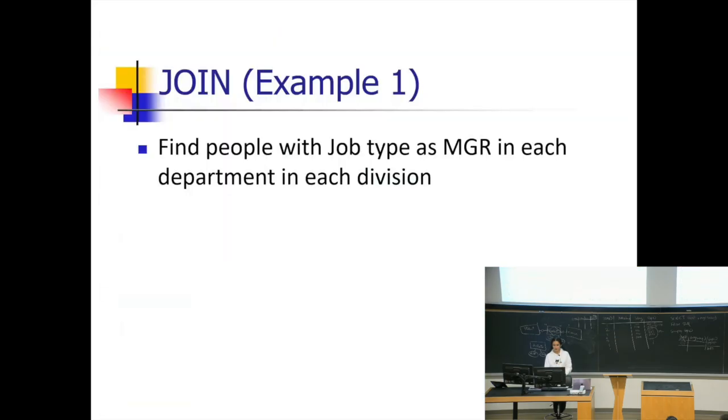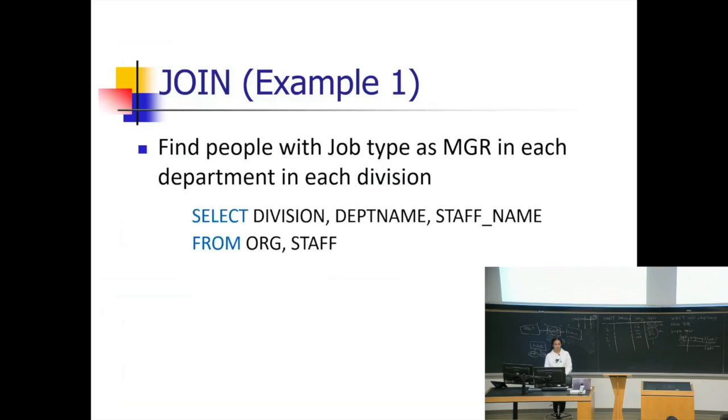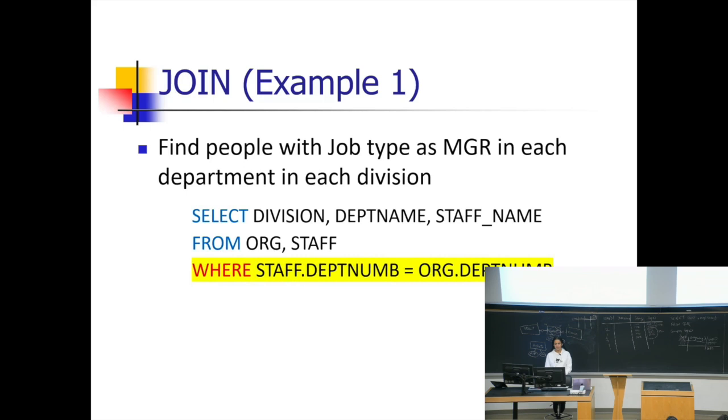Yes? Now, how do you do that? Just select the columns that you want from these two tables. And then you write your where clause, for example, where staff department number is equal to organization department number, right? This is how you join these two tables based on their foreign keys. And you also want to mention that because it says finding people with job type as manager, this is your condition. Conditions come in the where clause. You already had a where clause, so you just use and. Job is manager.